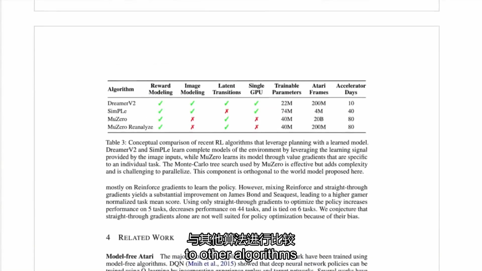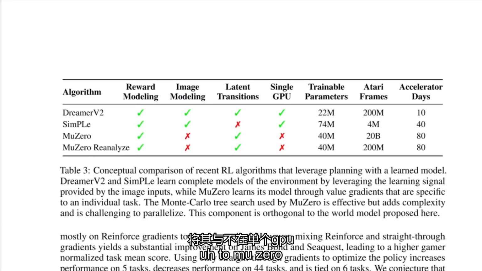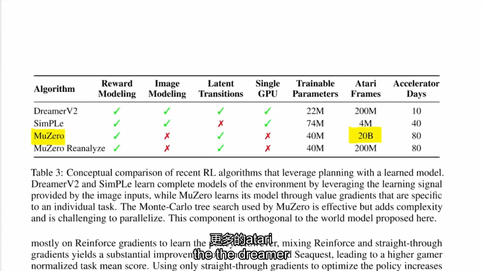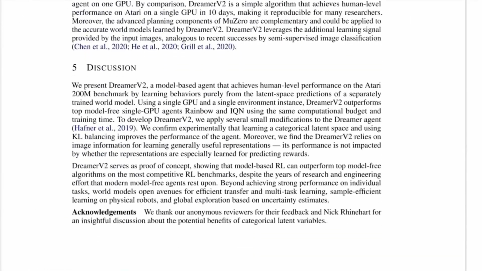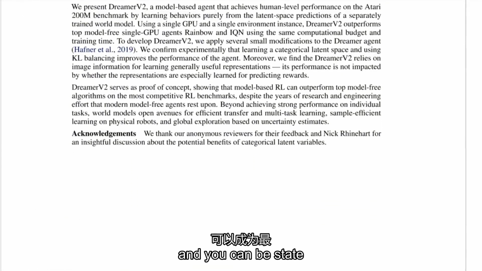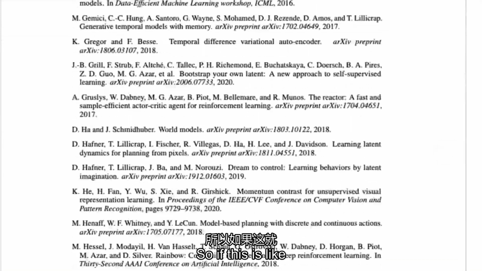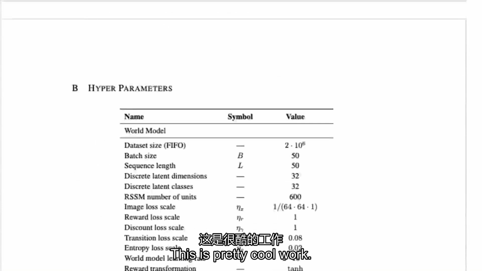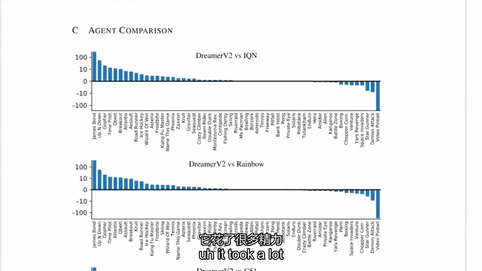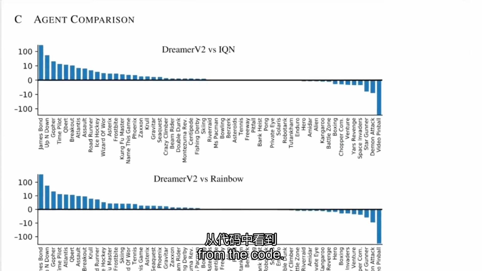And so they compare this to other algorithms, for example, to MuZero, which doesn't run on a single GPU. I think it is better, but it doesn't run on a single GPU, and it uses a lot more Atari frames than the Dreamer algorithm. So you see again that you just need to find the correct category and you can be state of the art. So if this is like single GPU, Atari. No, I don't want to dunk on this. This is pretty cool work, and if you look at the code, it took a lot of effort. You can see that from the code.